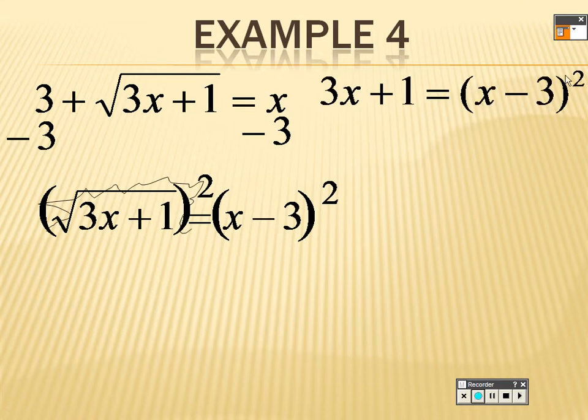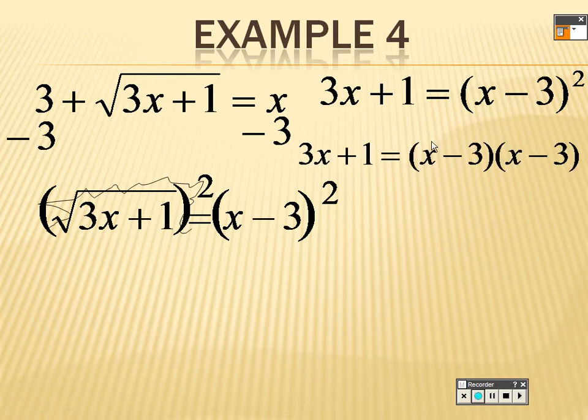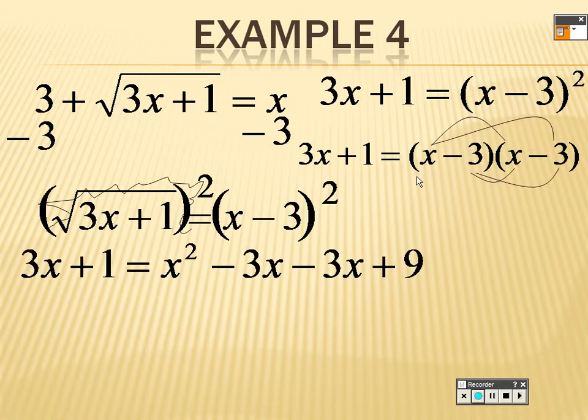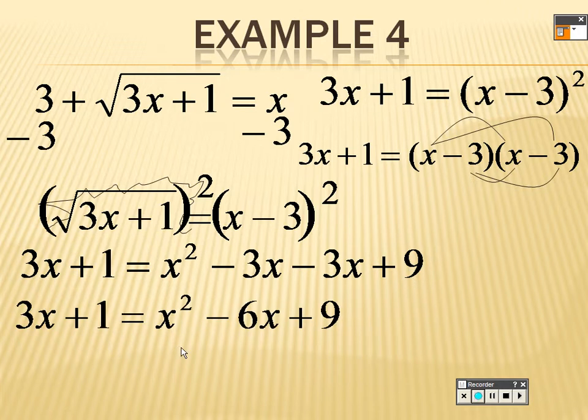Now once again, you can't just square each item. This means you have to write it out twice. So it's x minus 3 and x minus 3. So let us FOIL. That's an x squared, and let's see here. X times x is x squared. X times negative 3 is negative 3x. That is a negative 3x, and that is a positive 9. So we combine our like terms. I got an x squared minus 6x plus 9, and I have a 3x plus 1 still on this side.